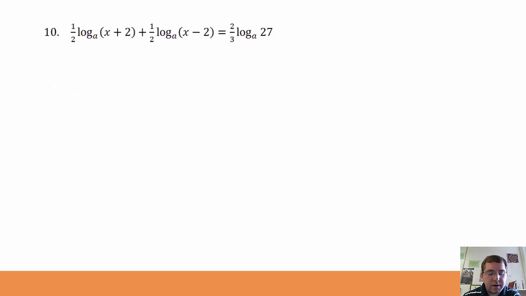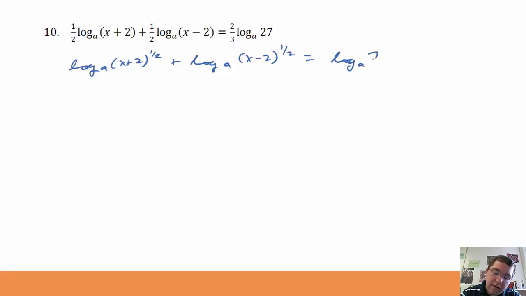Number 10, 1/2 times the log base a of x plus 2 plus 1/2 times the log base a of x minus 2 equals 2/3 times the log base a of 27. Whew, that's a lot, Mr. Shaver. You really expect me to do that? Yes, I do. So let's take those numbers in front and bring them inside of the logs as powers. Log base a of x plus 2 to the 1/2 plus log base a of x minus 2 to the 1/2 equals log base a of 27 to the 2/3.